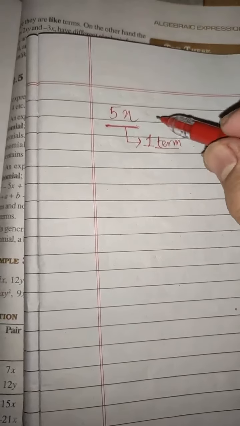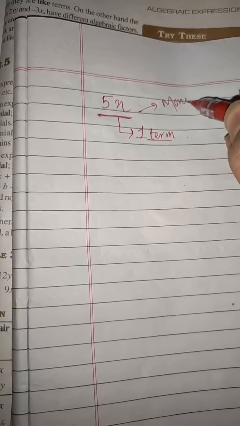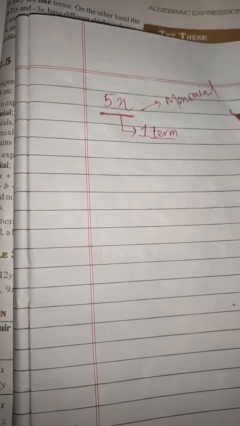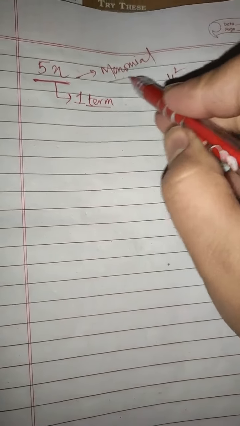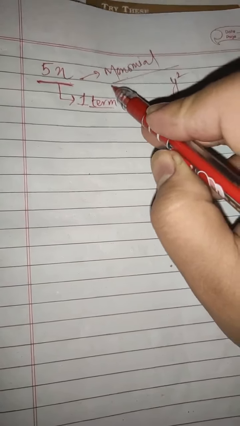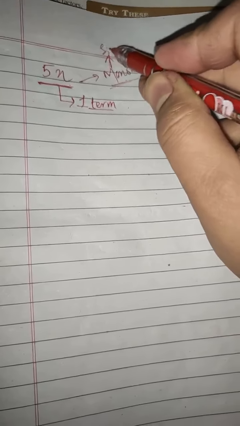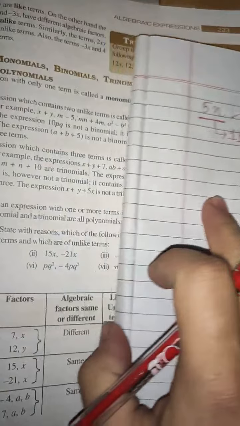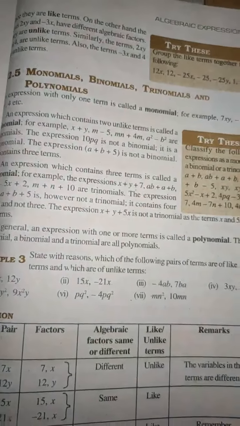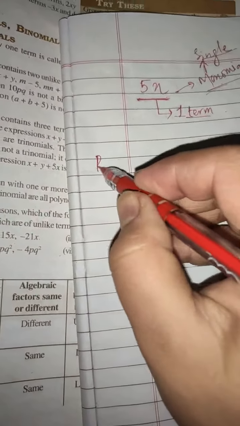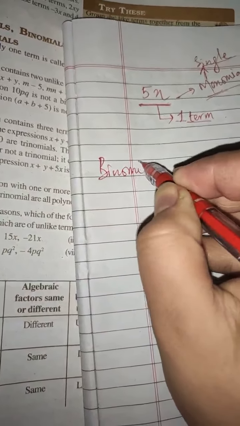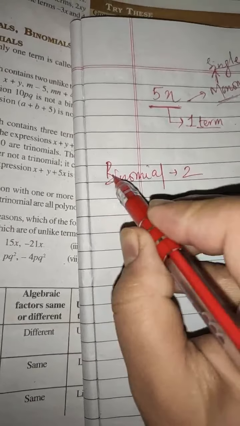So this type of expression is called a monomial. If you have only y square, or only 3y, then this will be considered a monomial. Mono means single, only 1. Binomial: bi means 2.